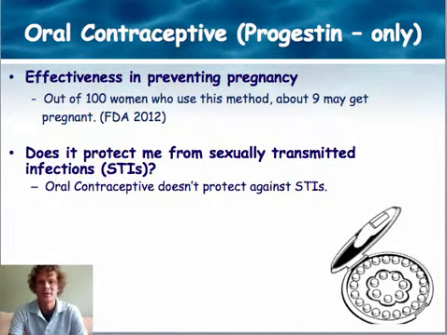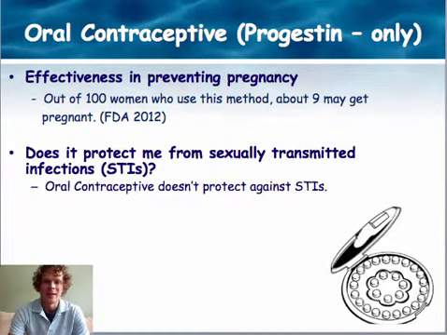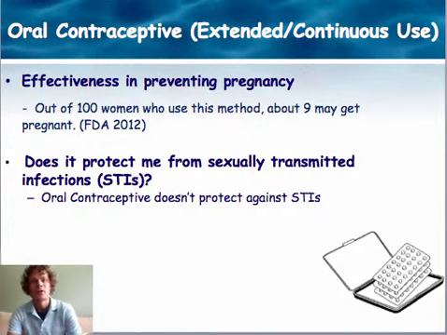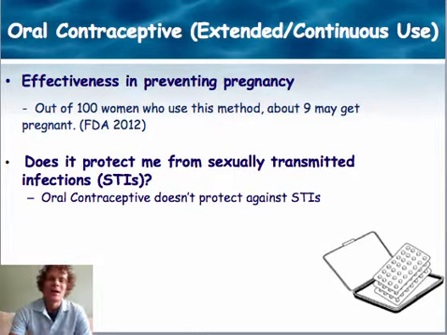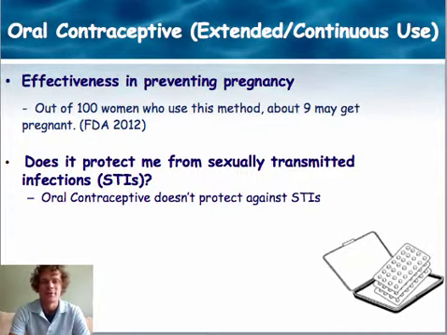An oral contraceptive, this is progestin only. Same as before, out of every 100 women, only about 9 get pregnant, and it provides no protection against STDs. Another oral contraceptive, extended or continuous use. Out of every 100 women who use this method, about 9 may get pregnant, and it provides no protection from STDs.